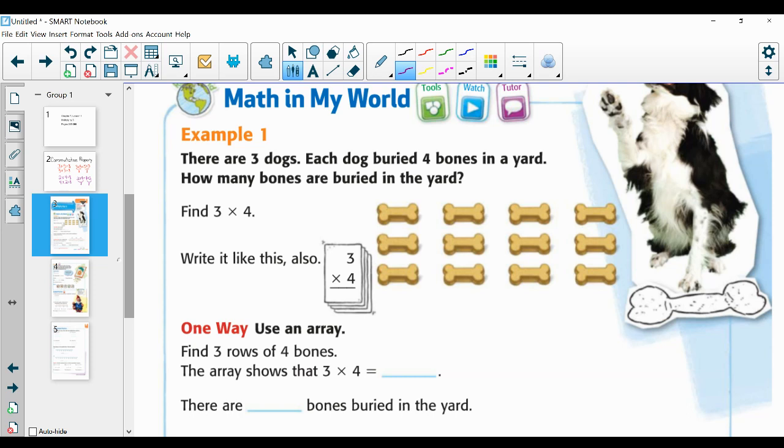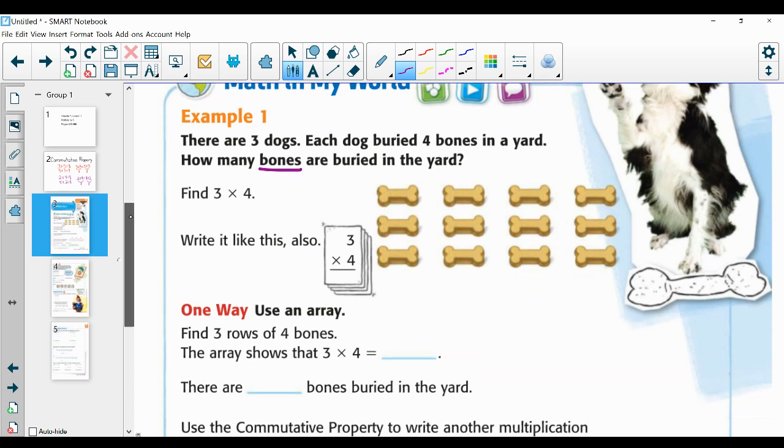Let's do this using our 3 read. There are some dogs. Each dog buried some bones in a yard. So imagine what that looks like. I see some dogs. I see some buried bones. Now let's find out what the numbers are. There are 3 dogs. Each dog buried 4 bones in the yard. Now I see 3 dogs, and I see each dog with 4 bones burying them in the yard. Now I want to know what I'm supposed to do with that number. How many bones are buried in the yard? So we are looking for a number of bones. That's also going to be our label. So let's find 3 times 4.